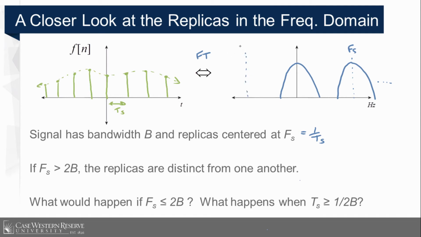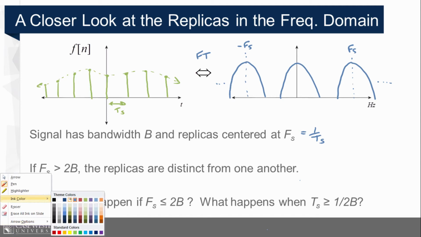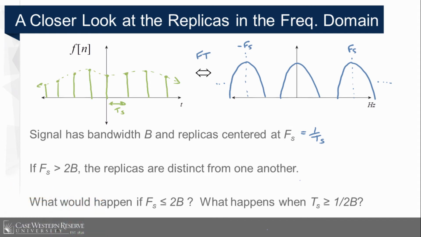And there'll also be replicas here, which look something like this. And again, there'll be more replicas in the negative direction. All right, so just to make this picture a little clearer, I'm also going to draw this line here at Fs over 2, and this line here at minus Fs over 2.